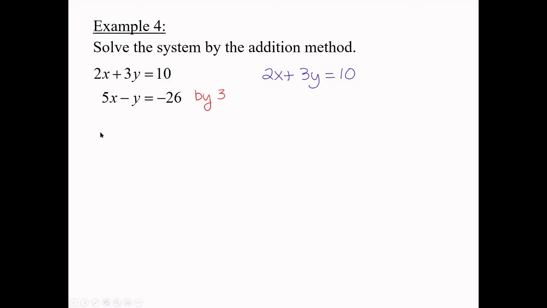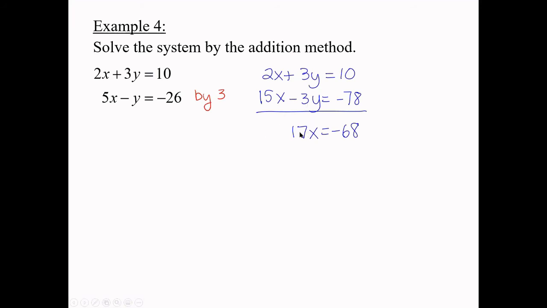So we're going to multiply that by 3, which makes this first equation 2x plus 3y equals 10. The second equation now becomes 15x minus 3y equals -78. So I multiplied each term by 3. Okay, well, we're going to add those equations.